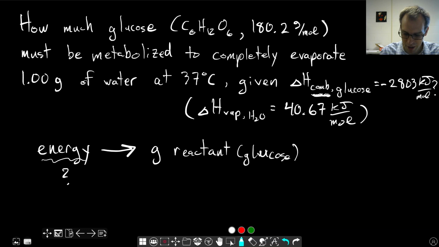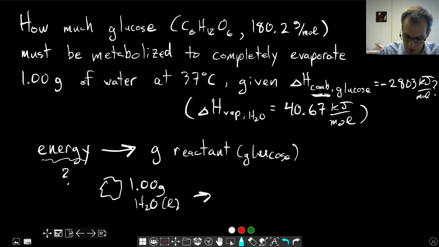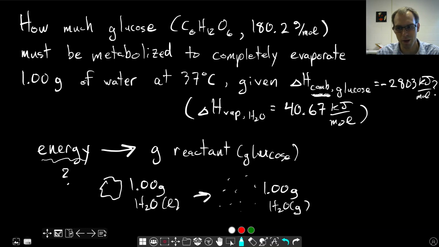And the energy we need is going to be based on the fact that we have 1 gram of water. We have like a drop of water here, and that starts as a liquid, and it's going to turn into a gas. Now, there is an assumption we have to make here. It just says it's going to evaporate, so we're not heating it and boiling it. And also, we have to know what the enthalpy of vaporization is.